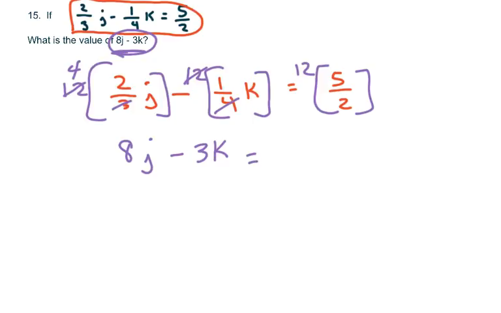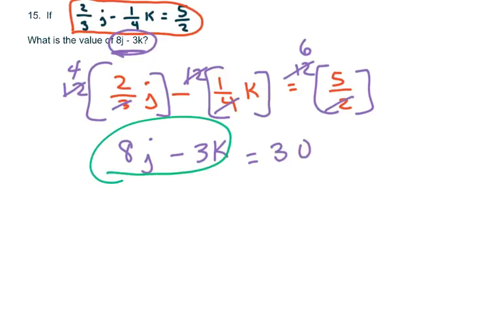And let's just get this side. 2 goes into 12 6 times. So 6 times 5 is 30. So what they're asking you is, what does this equal? Well, it equals 30. Okay.